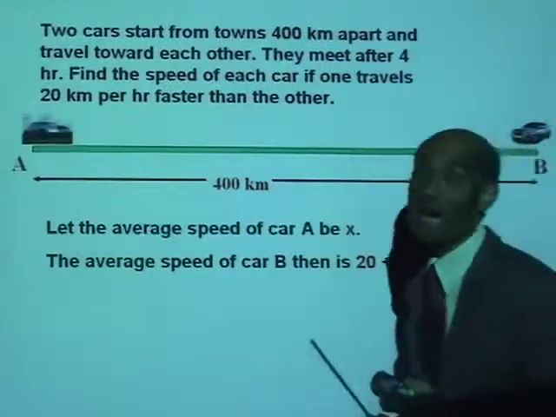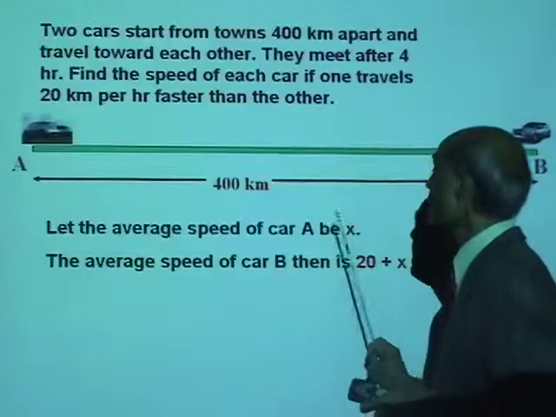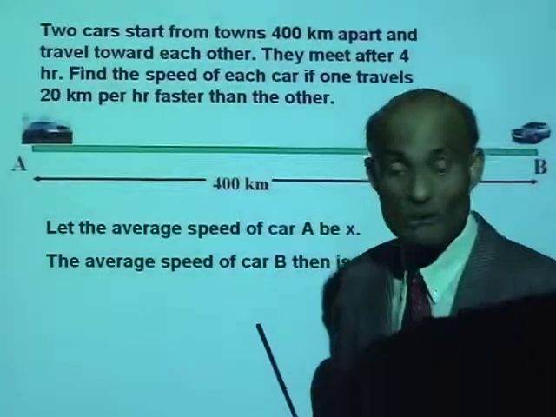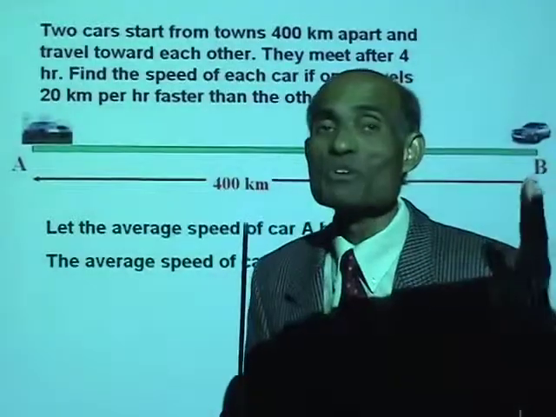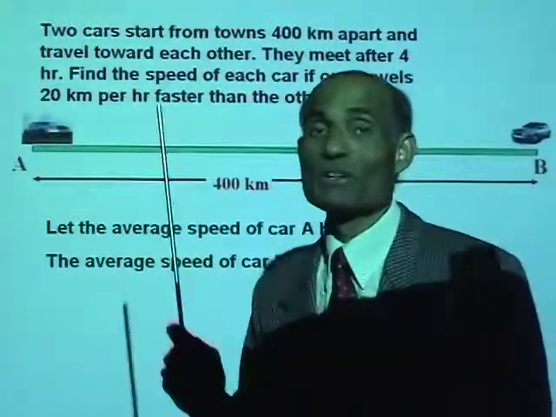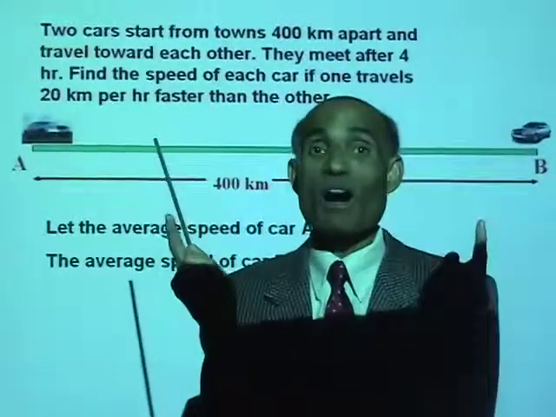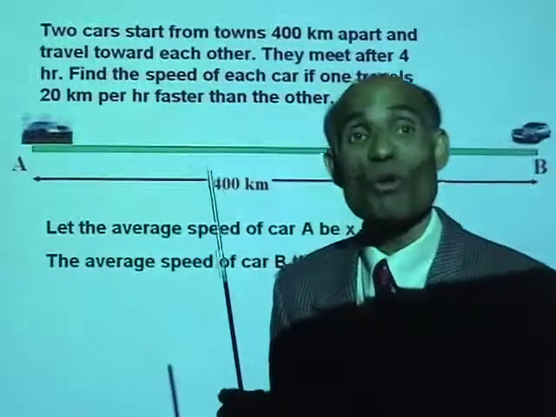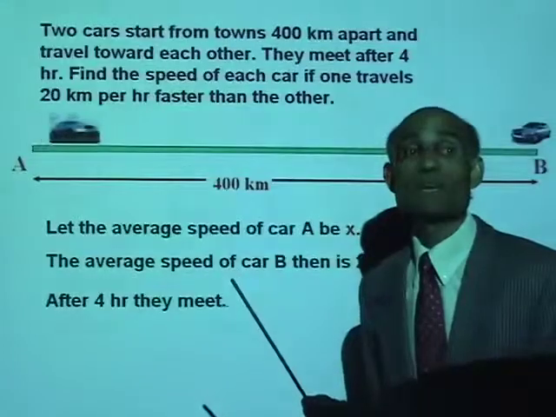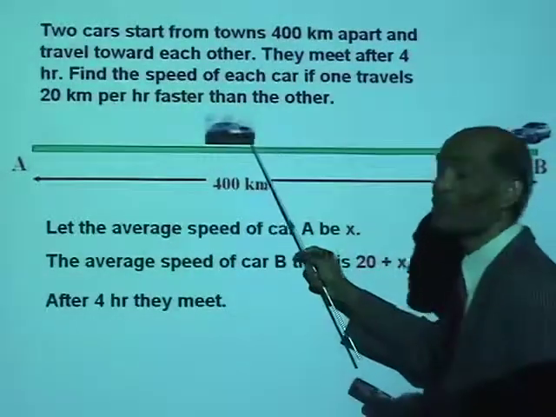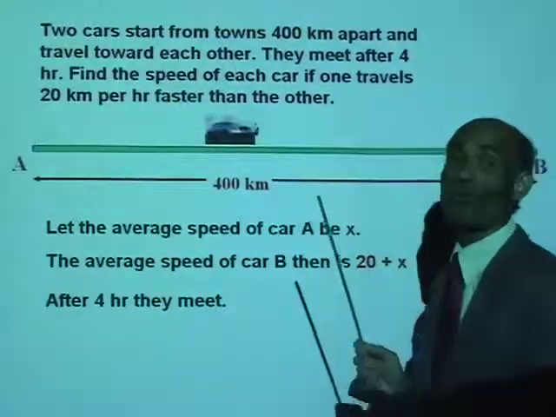Okay. Now, can you tell me, the car A is traveling with a speed of X kilometers per hour, and for how long is it traveling? What is the time of travel? These two cars will meet in 4 hours. That means each car has been traveling for 4 hours. So after 4 hours they meet. It means car A was traveling for 4 hours and car B also was traveling for 4 hours.